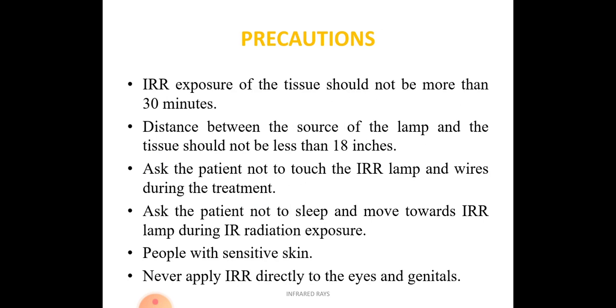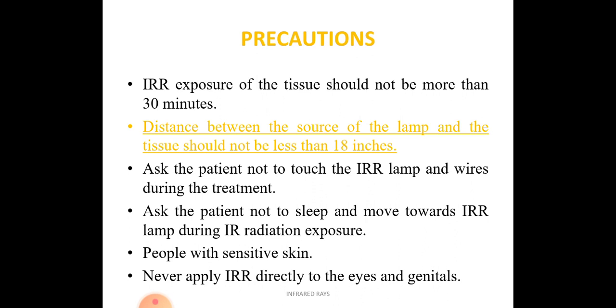Now precautions. So what are these precautions? IR should not be given for more than 30 minutes. Now whatever distance you are putting between the source of the lamp and the patient should not be less than 18 inches. But nowadays, frankly speaking, the small IR bulbs are kept quite near the patient's body. But when you think of a large size bulb, definitely you should put it at least 18 inches away.